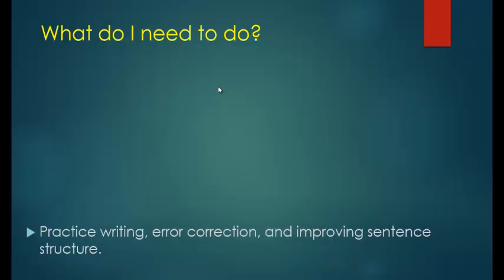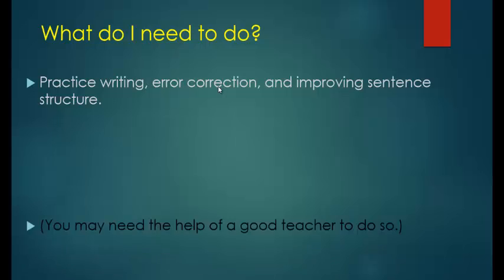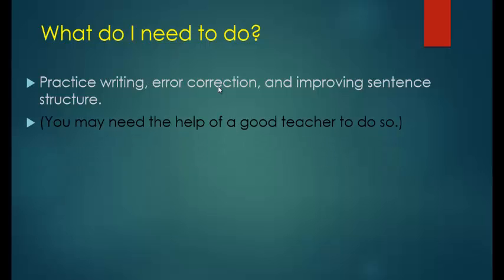So what do I need to do? What do I need to do to improve my writing skill? So of course you have to practice writing. By error correction, of course you will improve. Improve sentence structure. After you finish writing, try to think, how can I improve this sentence? You may need the help of a good teacher to do so. Especially in writing, you need someone to read what you wrote and then tell you, you here can replace this word with that, and here you can add a comma, you change the structure. So in the beginning, of course, you need a good teacher to do so.